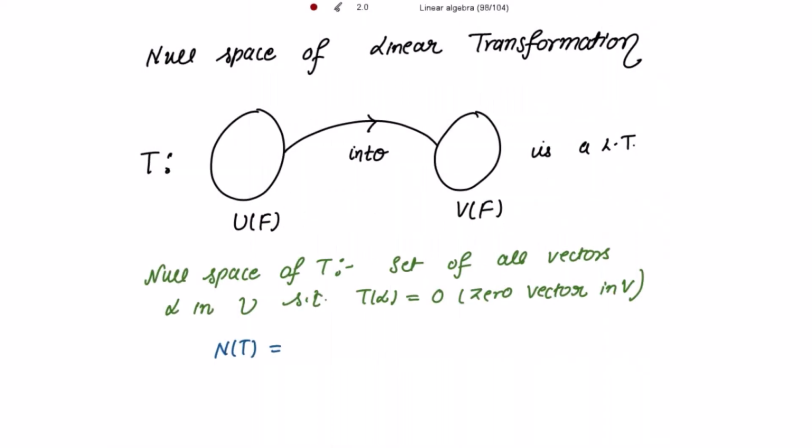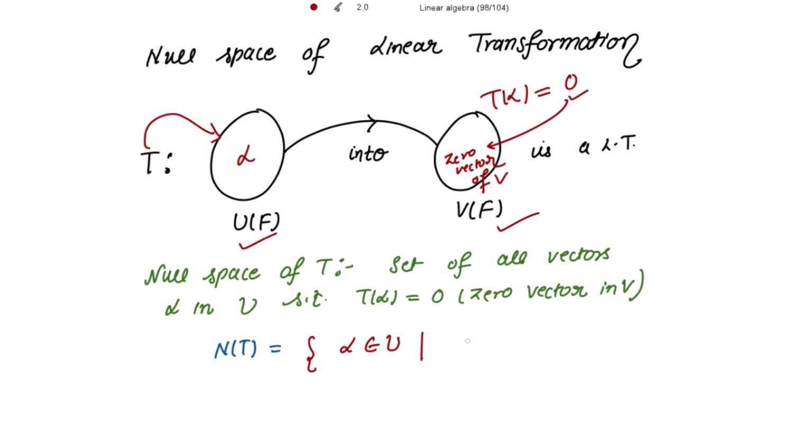Next is the null space of a linear transformation. Again, if T is a linear transformation from U into V, then the null space of T is the set of all the vectors alpha in U such that when we apply T on this, that is T(alpha), it will be equal to 0. This 0 is the zero vector of V. The null space is denoted by N(T), so N(T) will be equal to all those alpha belonging to U such that T(alpha) = 0, where this 0 is the zero vector of V.